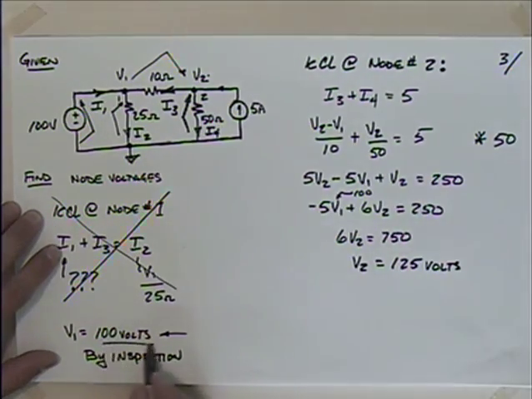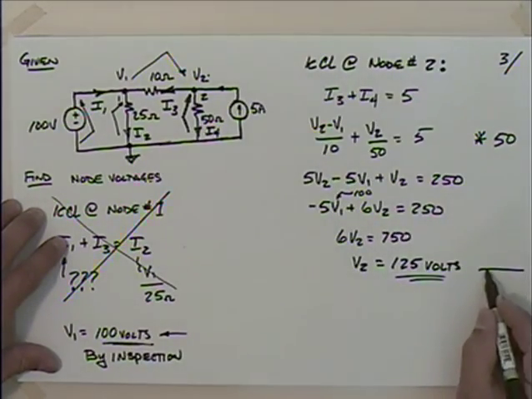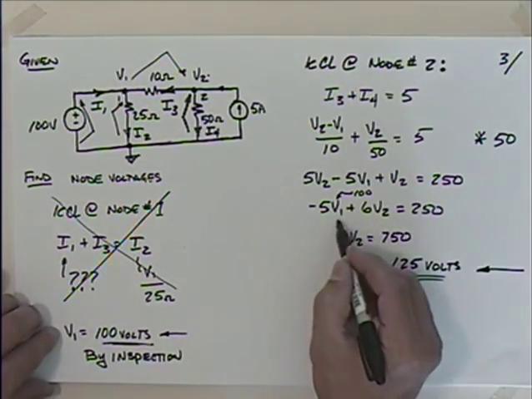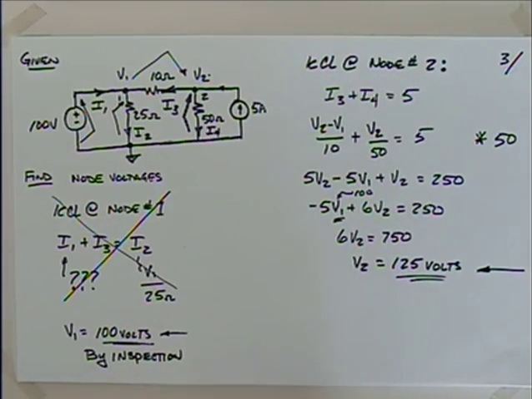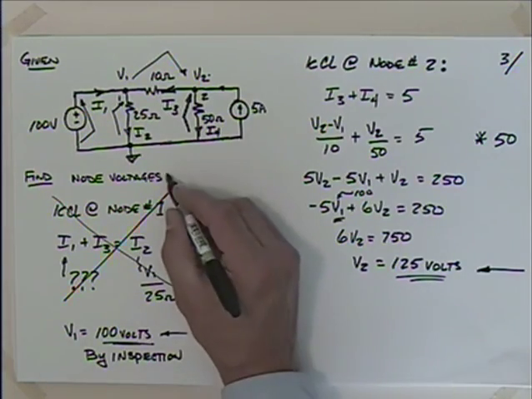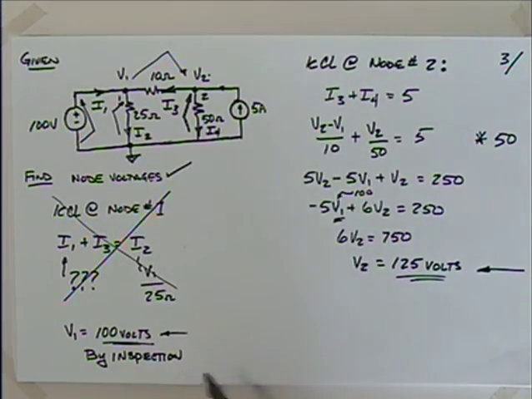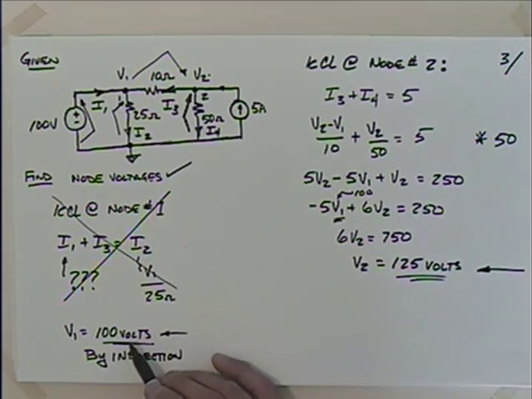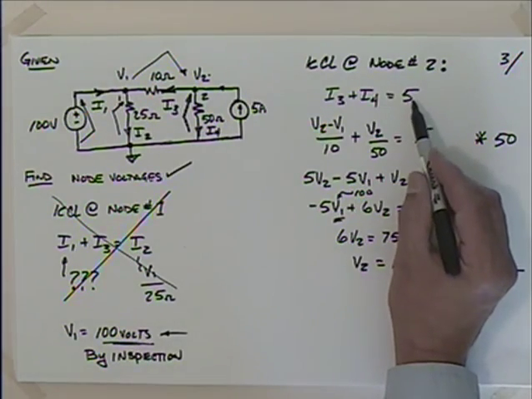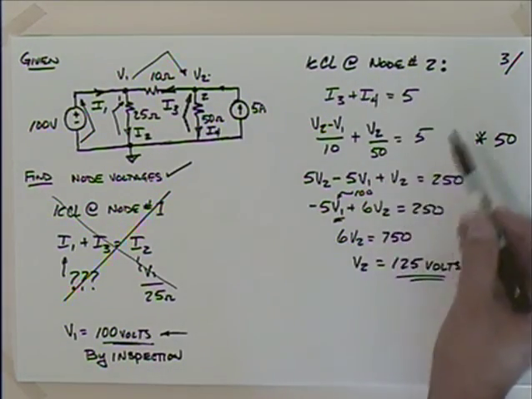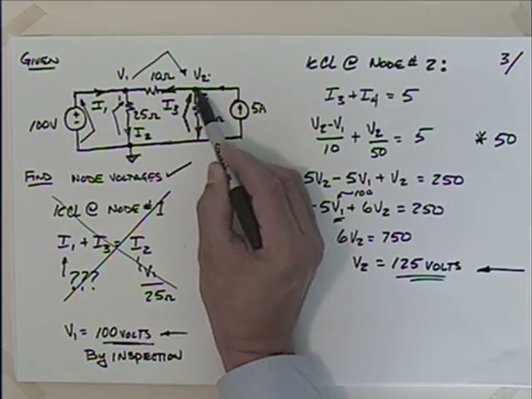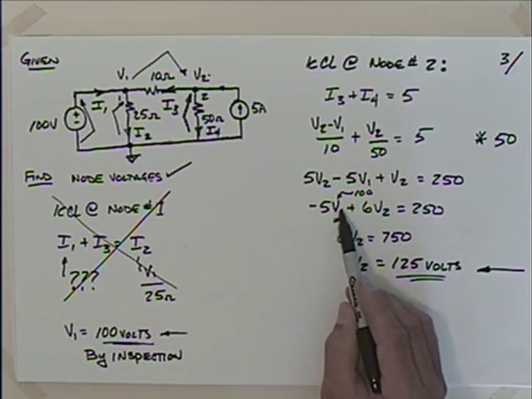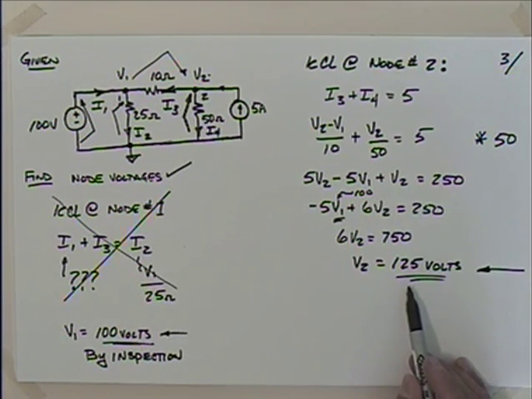So we got this one by inspection. This one, we had to go through more work, and I'm glad we had that V1 because it was important that we knew that so that we could apply that into this equation. So we found the node voltages. We could go on and find some powers or something like that, but in finding the node voltages, we got V1 by inspection. Then we wrote Kirchhoff's current law at this node here, made our substitution for V1, and figured out what V2 is. So V1 is 100 volts, V2 is 125.